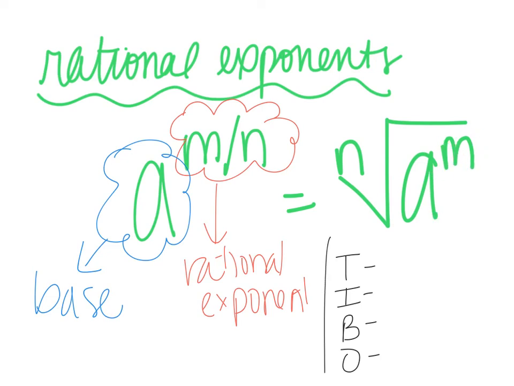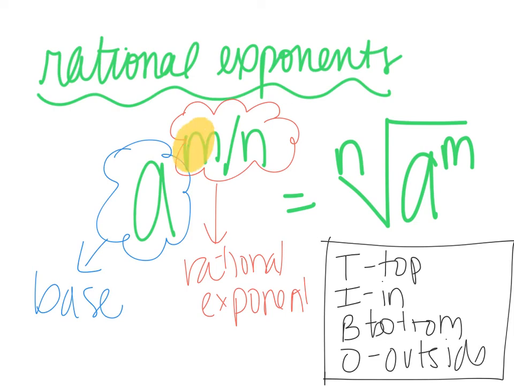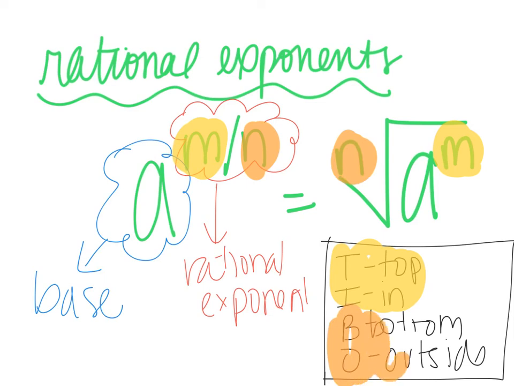If you can remember the phrase T-bow, it will help you remember where everything goes. Remember, the top goes inside and the bottom goes outside. So it's top in, bottom out. And that's referring to the top, the m, going inside, and the bottom, the n, going outside. So the bottom is outside. So top in, bottom out.